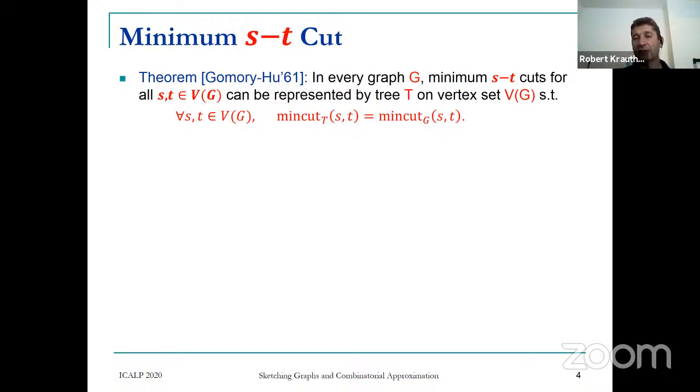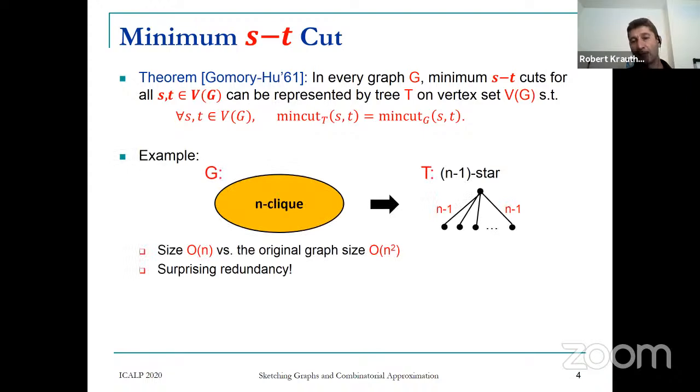And this actually has a stronger property. You can actually recover the cut, in the sense of the bipartition of the vertices, but let's not go into these details right now, but it is true. And let me give you an example of what it means to have the same value of the cut in G and in the tree. This example is very simple.